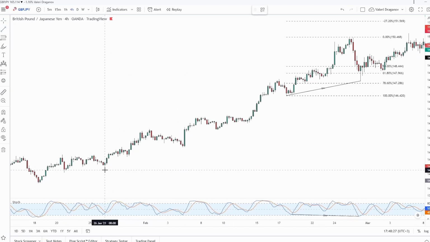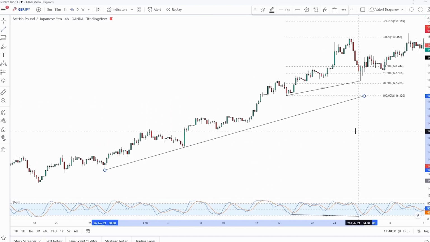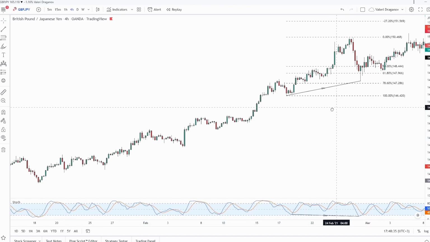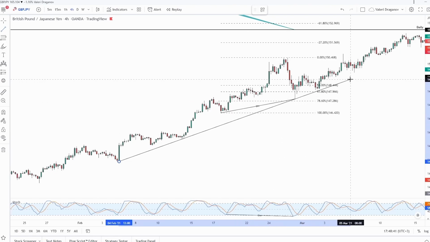Then we're gonna draw on the next bottoms. The price doesn't comply to it either. So what else can we do? We're gonna draw it on the next bottoms. And here you can see the price perfectly matches the trend line, and here we have a third point on the trend line.